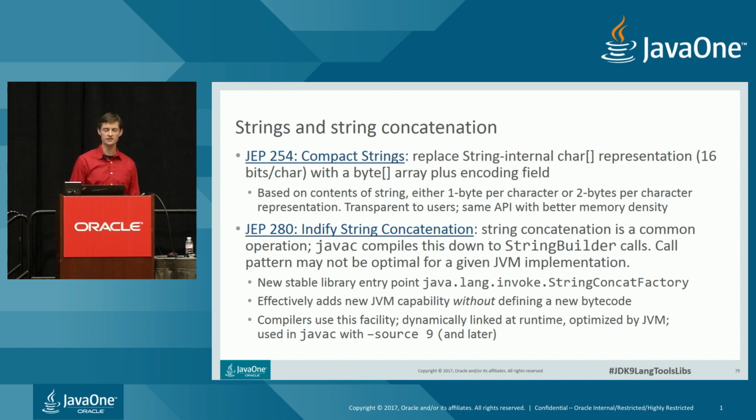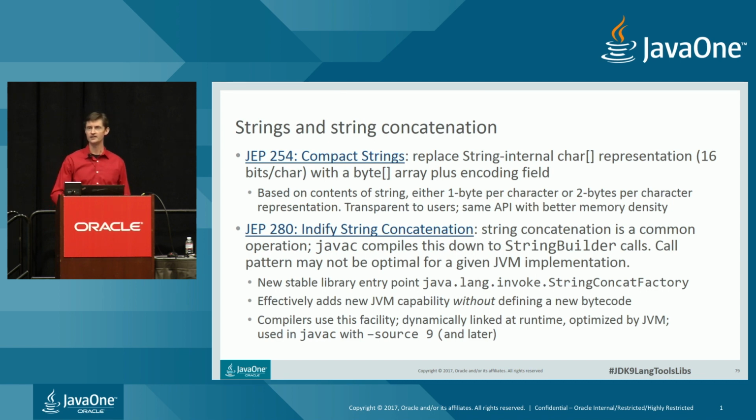The second feature, Indify string concatenation, is a good example of a feature that crosses all of the VM, the language, as well as the compiler like Javac. It's a very common operation in the Java platform to concatenate strings together. Javac happens to do this usually with string builder calls. And then the VM has to notice this idiom used by Javac and other compilers and try to optimize that accordingly.